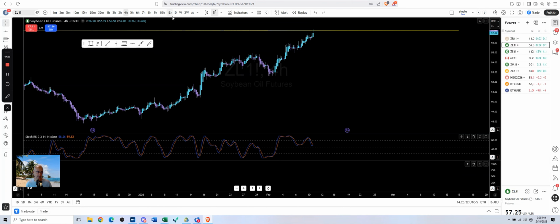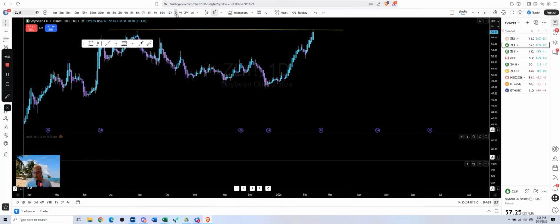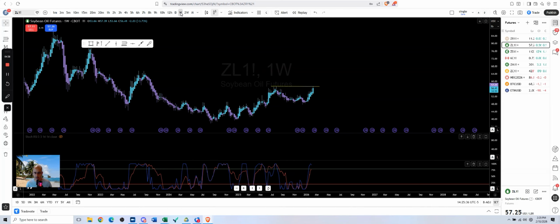Okay, so moving on to soybean oil. Pop out to the weekly chart. You can see we're at a weekly swing high here. So I'd be a little bit concerned about getting into long trades here from this position because of where price is sitting right now.